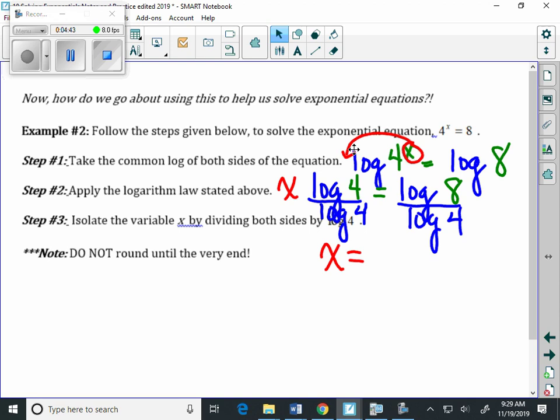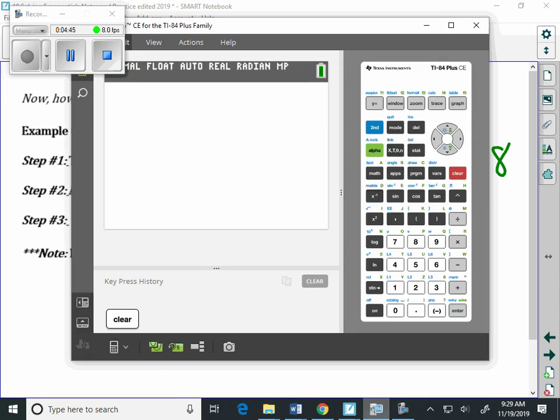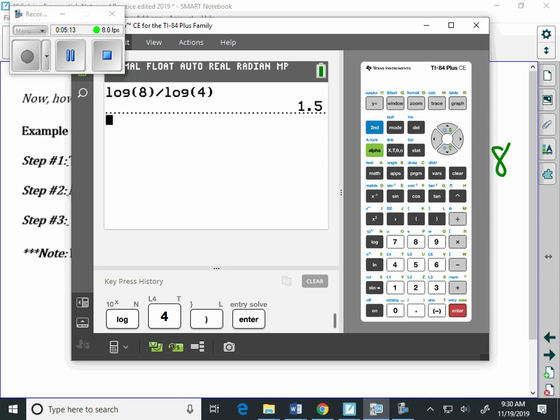But let's pull out our calculators. You do not need a fraction button to do this. We're going to press the log button, the first one, on the left side. Log of 8, close that parenthesis, divided by log of 4. You don't really need to close that parenthesis, but I'm kind of in the habit of doing that. And enter. You get 1.5.